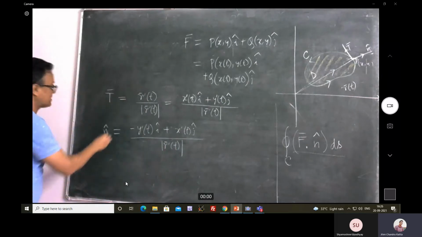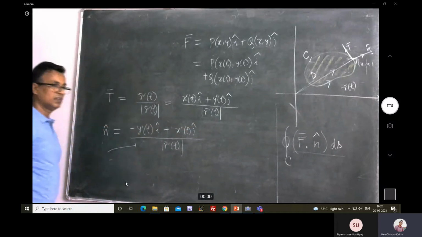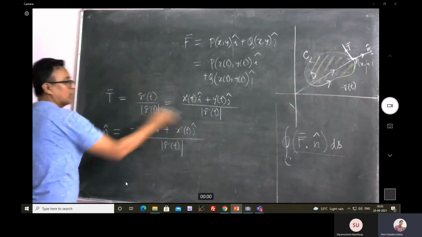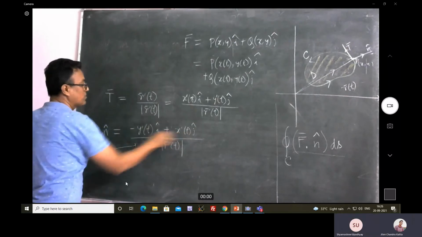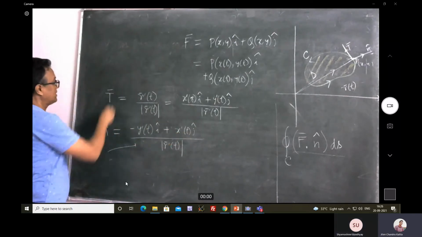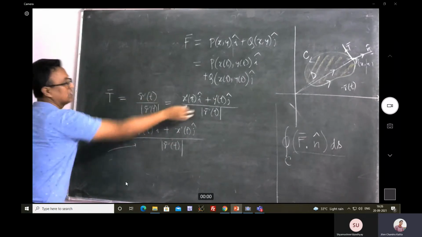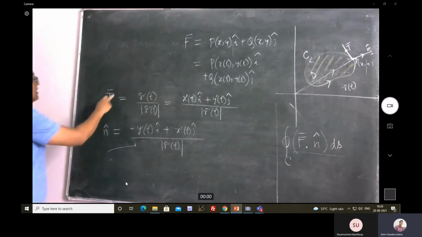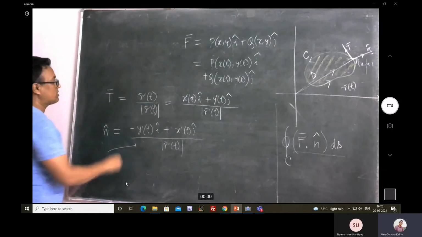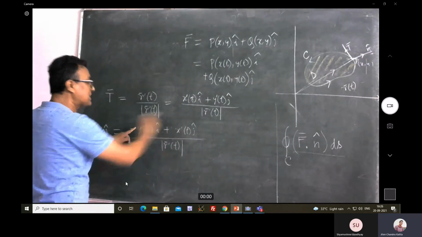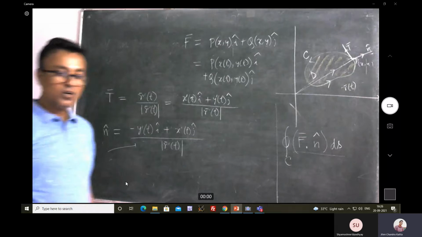So obviously, the first thing about this vector is that this should be a unit vector. Obviously, it is, because it is divided by the magnitude of r prime t. And the dot product of these two should give you 0. You will see that they are going to give you 0. And this is the unit outward normal to the curve. Had you taken y prime t minus x prime t, it would have given you the unit inward normal.